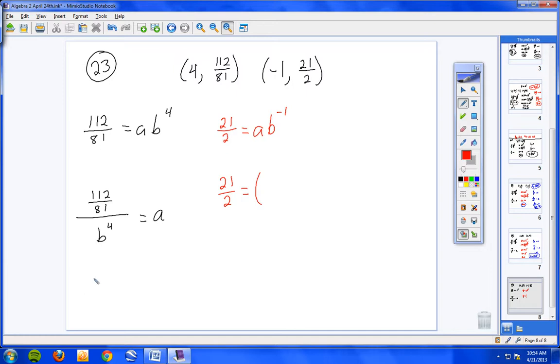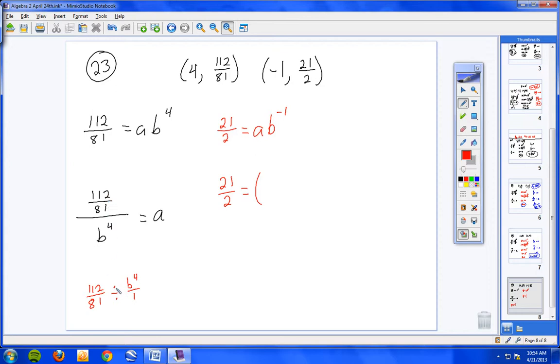You know what this really is? It's 112 over 81, right? Do you see that? Divided by, that's what that bar means. It means divide. Divided by what? B to the fourth? We'll put that over 1. So, 112 over 81 divided by b to the fourth.